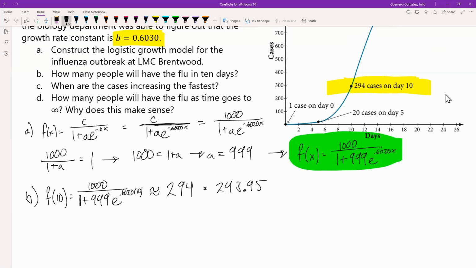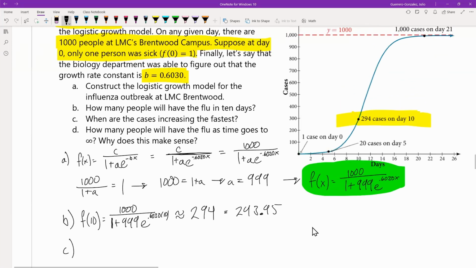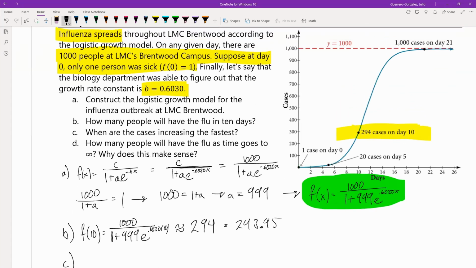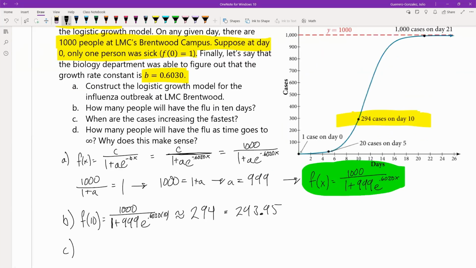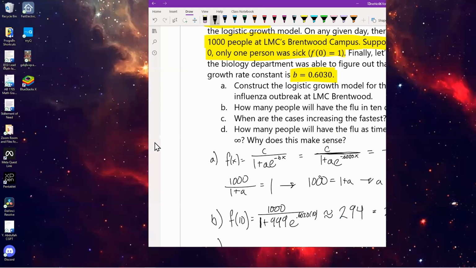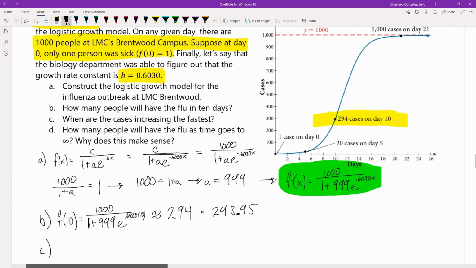All right, C: when are the cases increasing the fastest? So I'm going to zoom out a little bit so we can get more of the graph and more of our work. Technical difficulties. There we go.